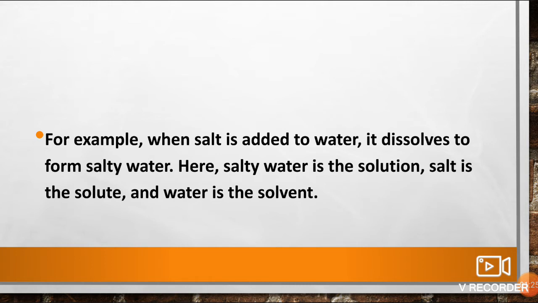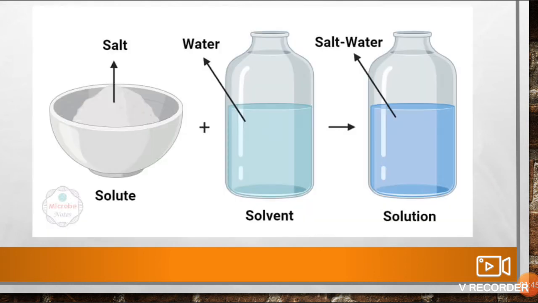For example, when salt is added to water, it dissolves to form salty water. Let's see what is the solvent here and what is the solute. The salty water is the solution, salt is the solute and water is the solvent. Let's see with the help of this diagram. Here you can see that solute is the salt, water is the solvent, and if you mix solute plus solvent you get a solution, and this is salty water. So solute plus solvent makes the solution. In case of salty water, salt is the solute, water is the solvent, and salt water is the solution.